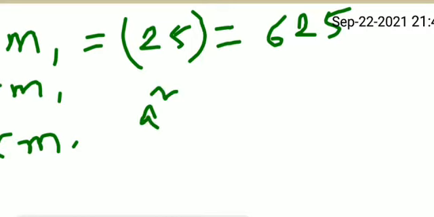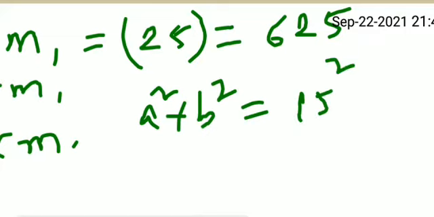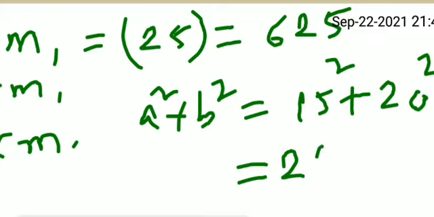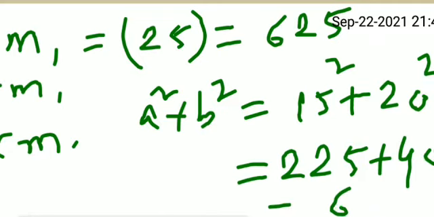Also a square plus b square gives 15 square plus 20 square. 15 square means 225 and 20 square means 400. So if you add, you will get 625.